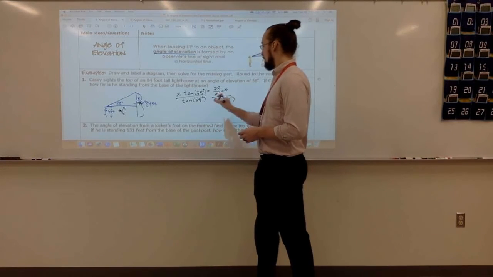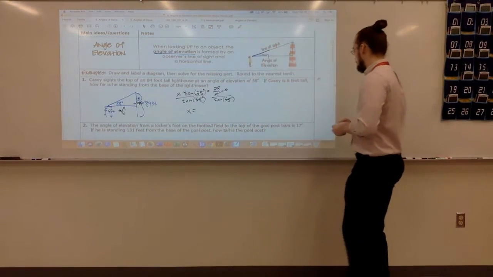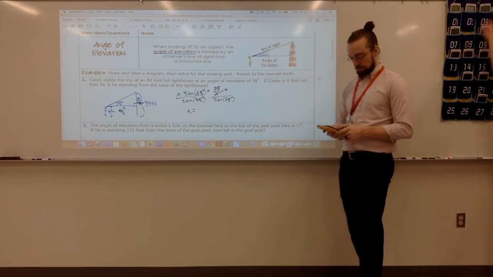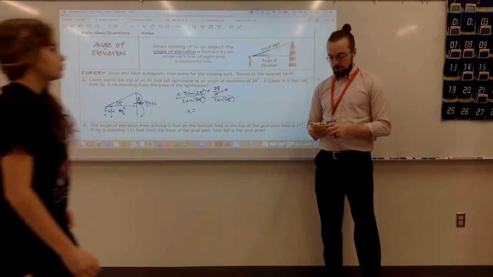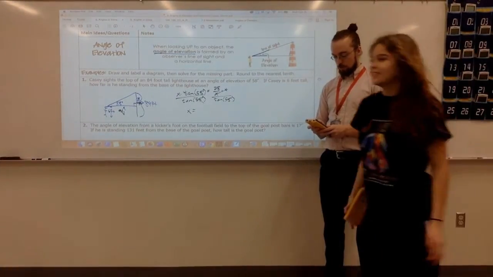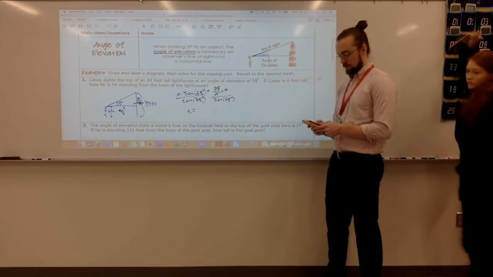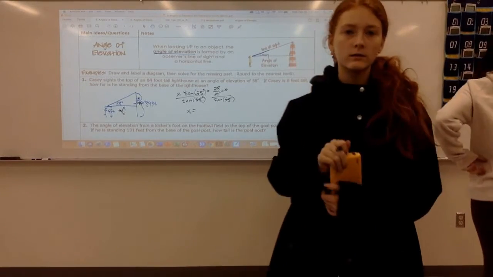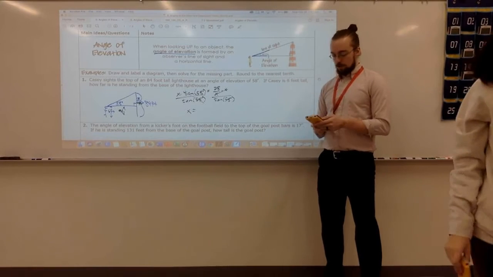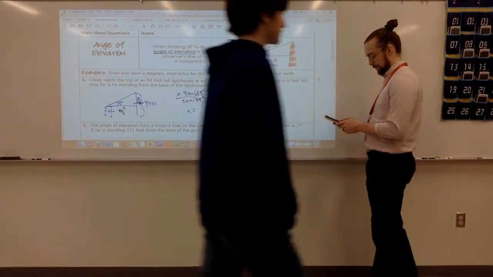And we can put that into the calculator. 78 divided by the tangent of 58. And again, make sure that your calculator is in degree mode. 48.7. The directions here say round to the nearest tenth. So just double check what the directions say.